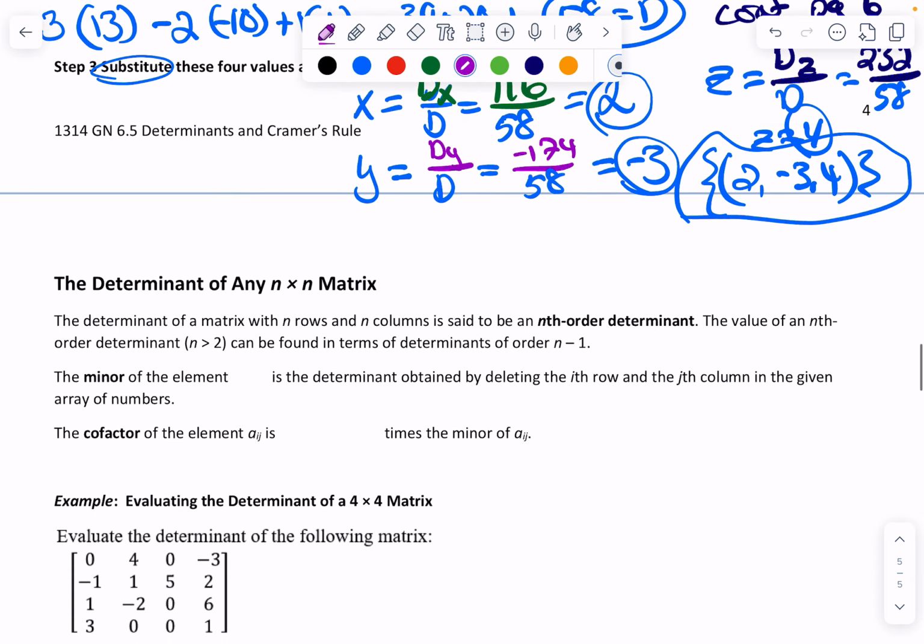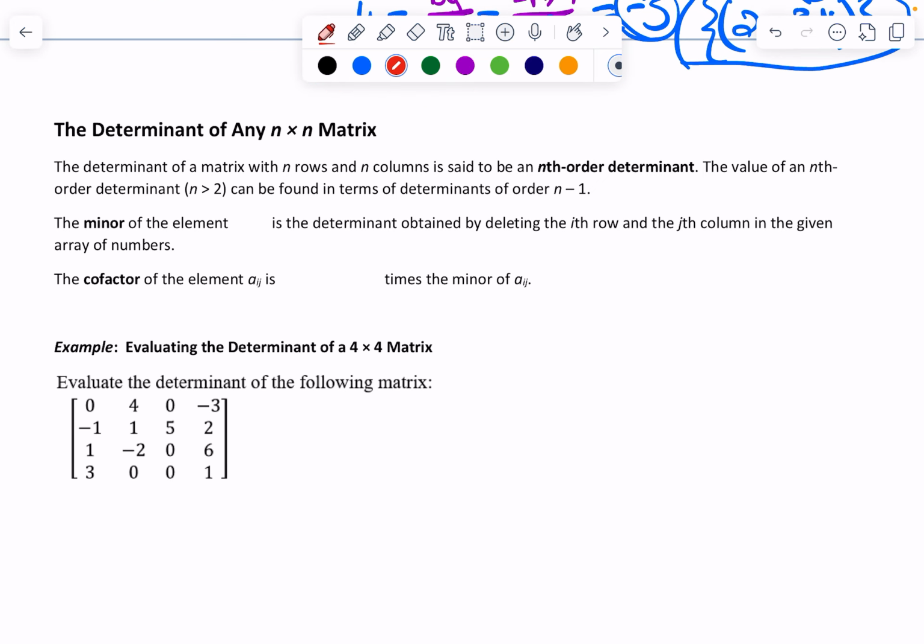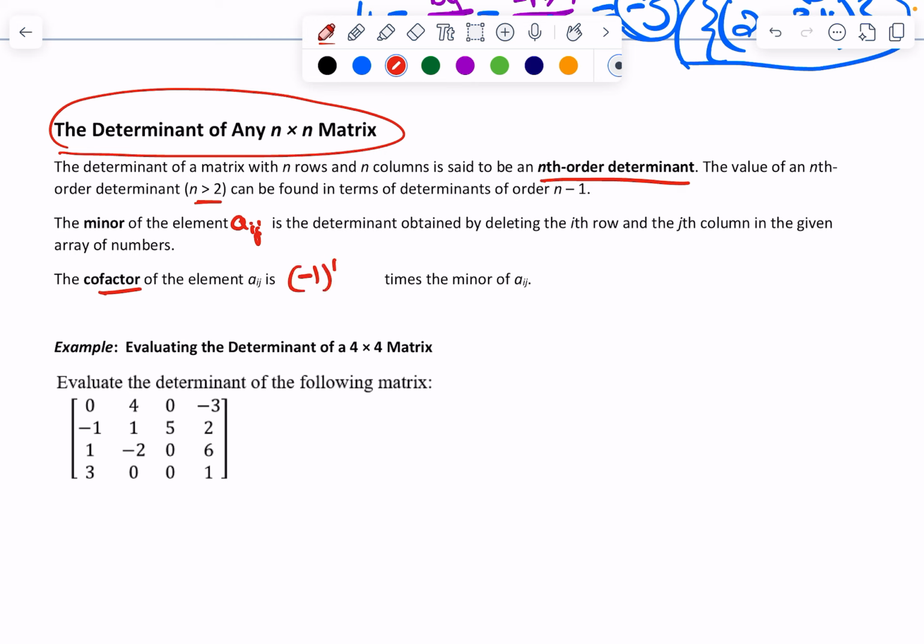Okay, next we're going to look at the determinant of any n by n matrix. So the determinant of a matrix with n rows and n columns is said to be an nth order determinant. The value of an nth order determinant, n greater than 2, can be found in terms of determinants of order n minus 1. So the minor of the element a sub ij is the determinant obtained by deleting the ith row and jth column in the given array of numbers. The cofactor of the element aij is negative 1 to the power of i plus j times the minor of aij.